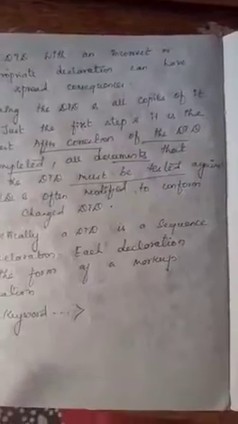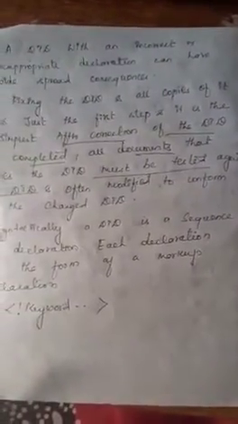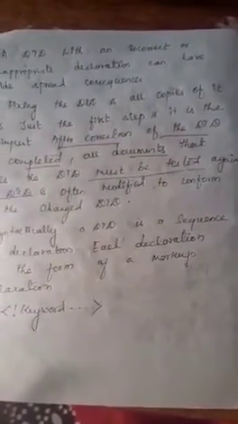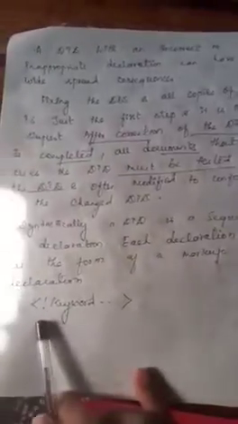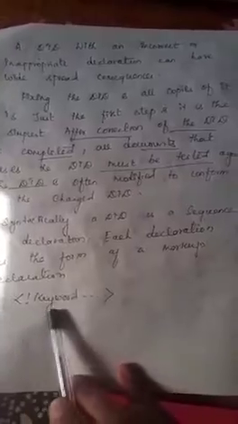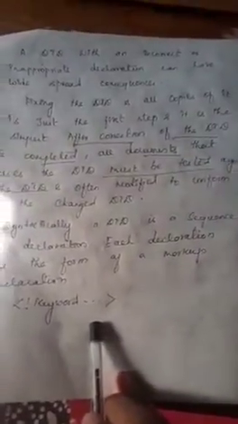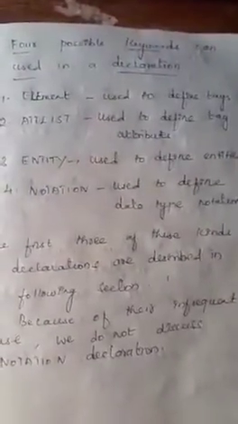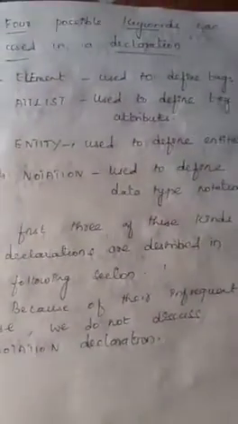Syntactically, a DTD is a sequence of declarations. Each declaration has the form of a markup declaration, like this: open tag, exclamation mark, keyword. This is an example of defining a DTD. There are four possible keywords that can be used in a declaration: ELEMENT, ATTLIST, ENTITY, and NOTATION.